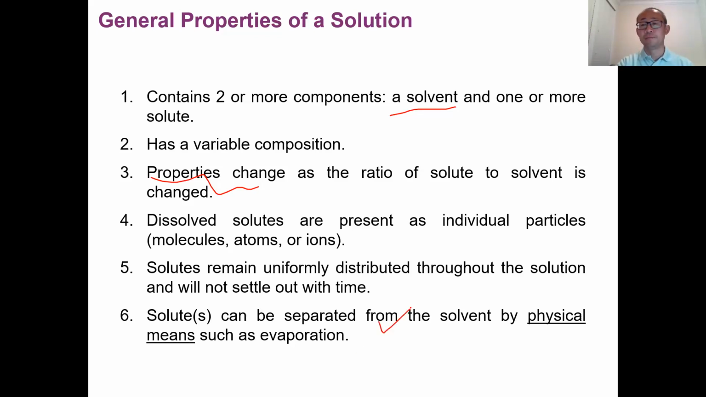Number 6, you can separate the components by physical means. Physical means what? It means you don't need a chemical reaction. You can use physical means to separate the components, for example, salt dissolved in water. You can separate the salt and water by evaporation. If you evaporate all the water, you have salt left behind in the end.